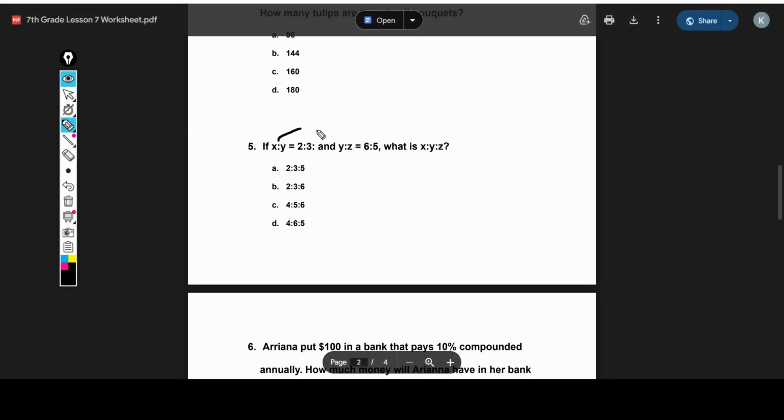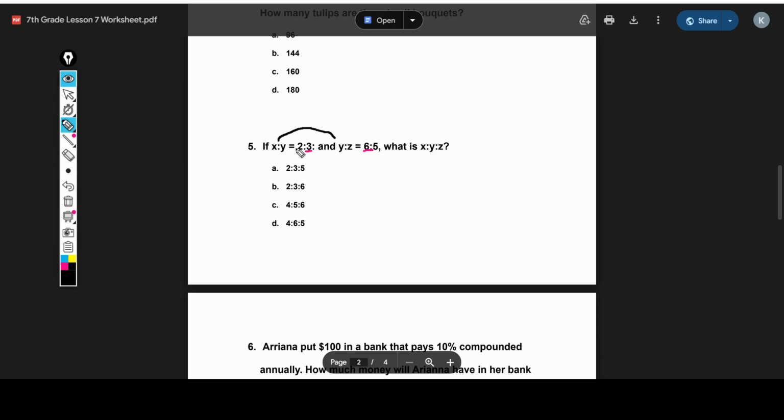So you want to combine these two and merge the y's. Unfortunately, we can't merge the y's right now because if you notice, this 3 and this 6 are not the same. They have to be the same in order for us to merge, in order to keep this ratio working for all 3 of them.